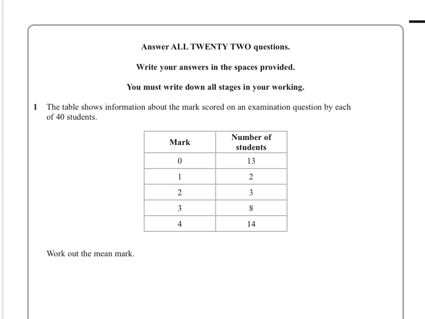The table shows information about the marks scored on an examination question by each of 40 students. Work out the mean mark. Well, we had 13 students who got 0 marks. So in total, 13 times 0, that's a total of 0 marks.